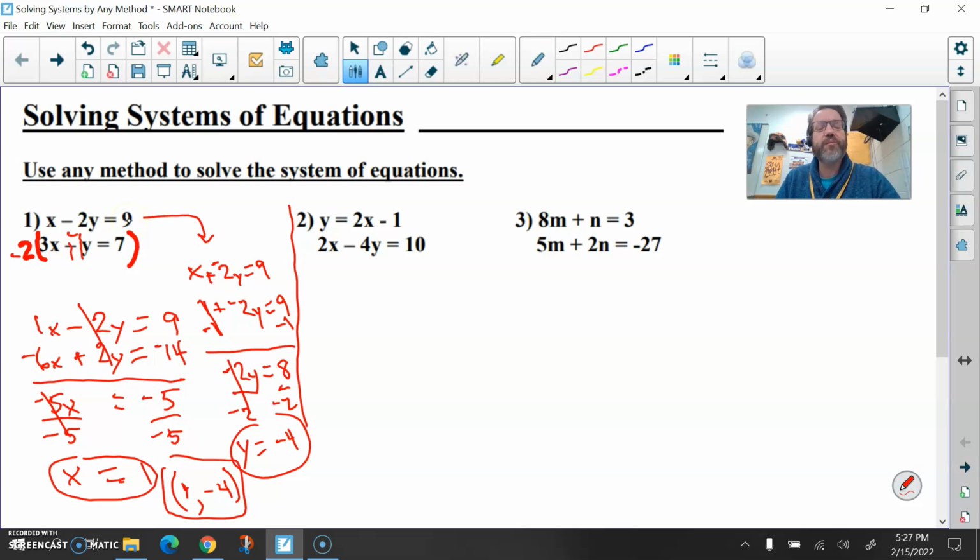All right, and number 2, I was mentioning earlier that we would use substitution on this one, or I would suggest using substitution on this one. You can take 2x minus 1 here, substitute it in for y here, right here in this second equation. So my second equation, I have 2x minus 4 times y, but in place of the y, we'll replace it with 2x minus 1. And that equals 10.